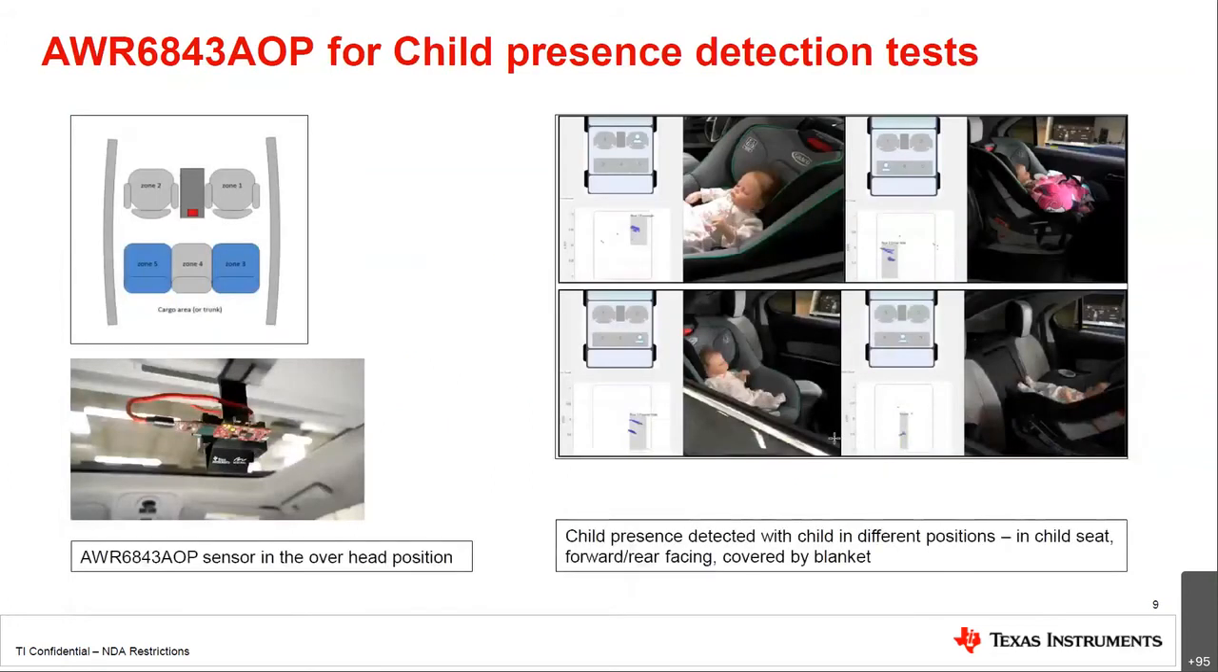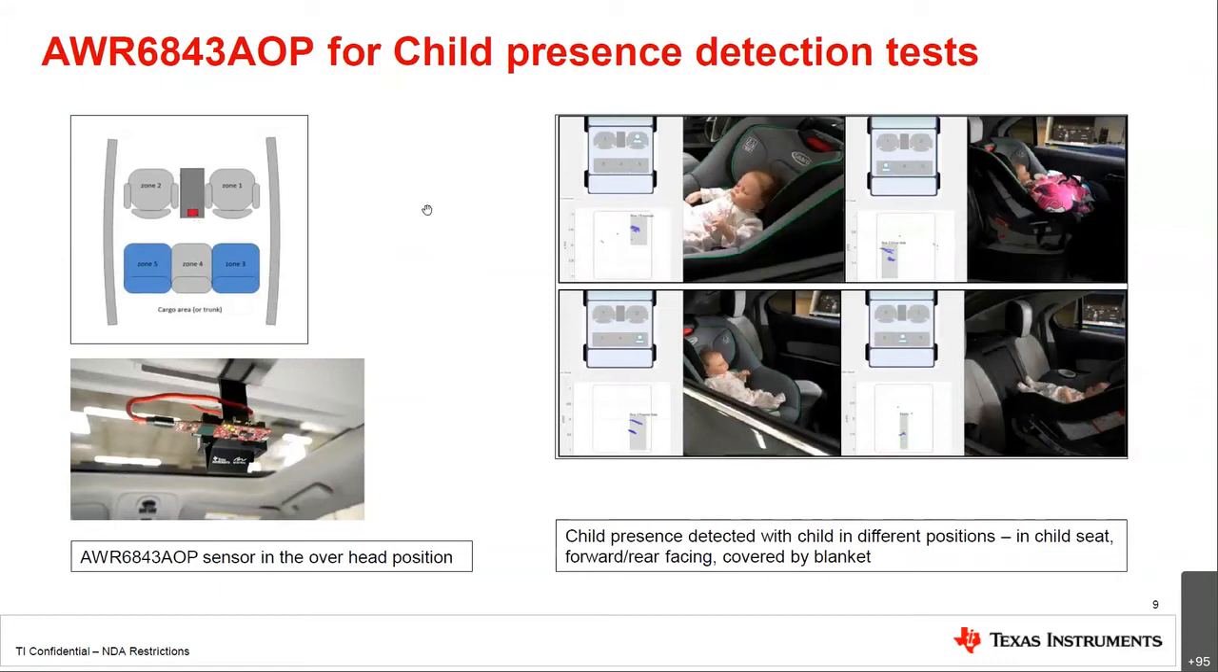Some more examples of using the AWR6843 AOP for child presence detection test. This is some more recent test results we released in the last month. Again, you can see the sensor here being mounted in the ceiling type application now. So it's overhead instead of before where we were looking at more front facing application. This image here gives an idea of the sensor placement within the vehicle.